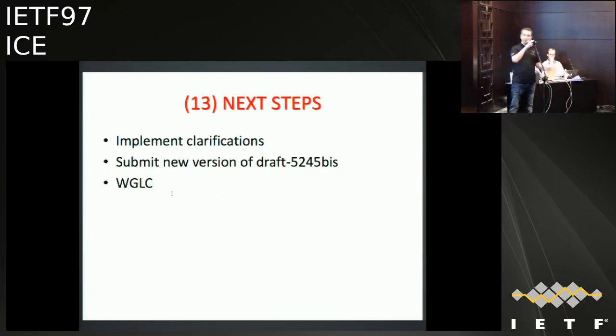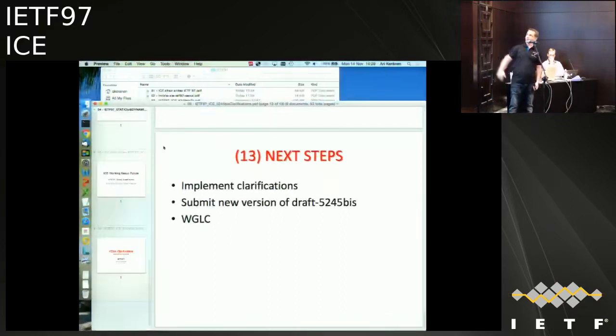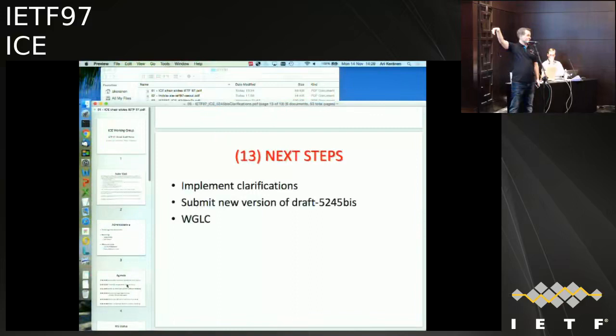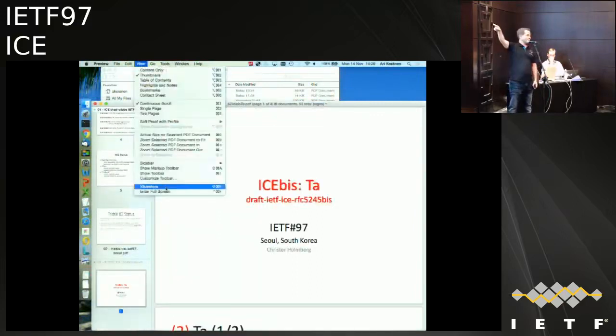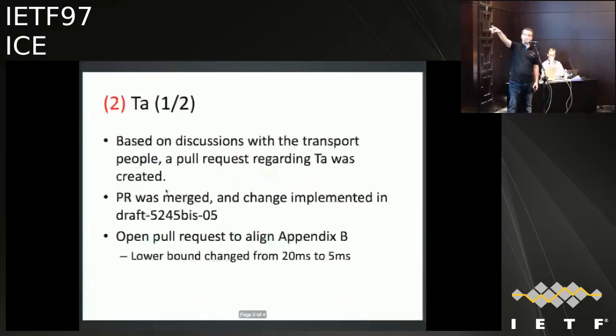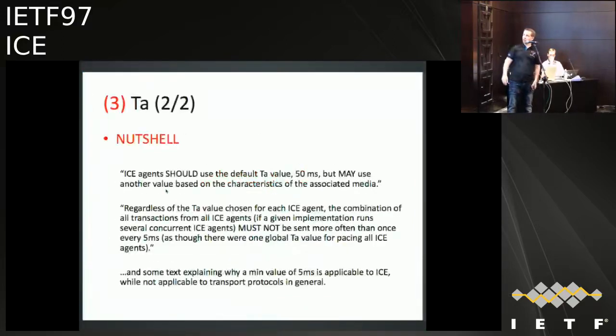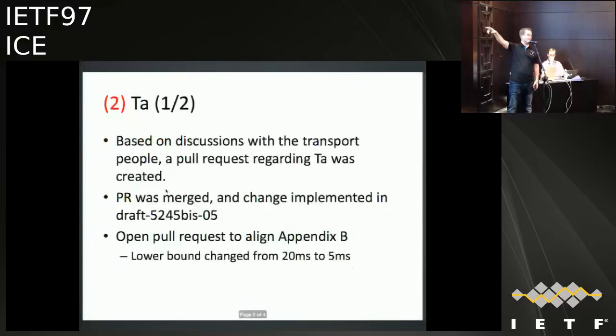Yeah. So what I was saying, there was this discussion with the transport people. You were involved in that. And there was a pull request which was merged and is now in the latest version of the draft. And there is currently a pull request to align Appendix B, a very small change. Then I said, hey, this is basically what the change is. And I see there is actually an error. It says 50 milliseconds there. It should be 5 milliseconds. And that bug exists in the draft also. I checked that. So it was not mine.